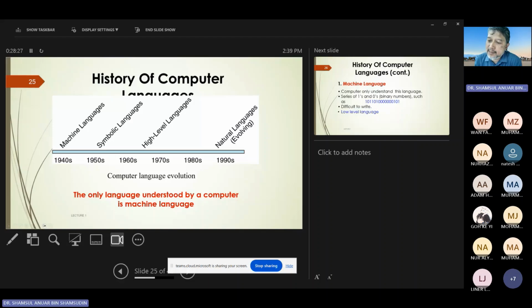Then when we get to the 1980s and 1990s, natural languages evolving. I guess high-level languages like C, C++ started in this era, and easier languages start to evolve. This made programming much easier for humans.